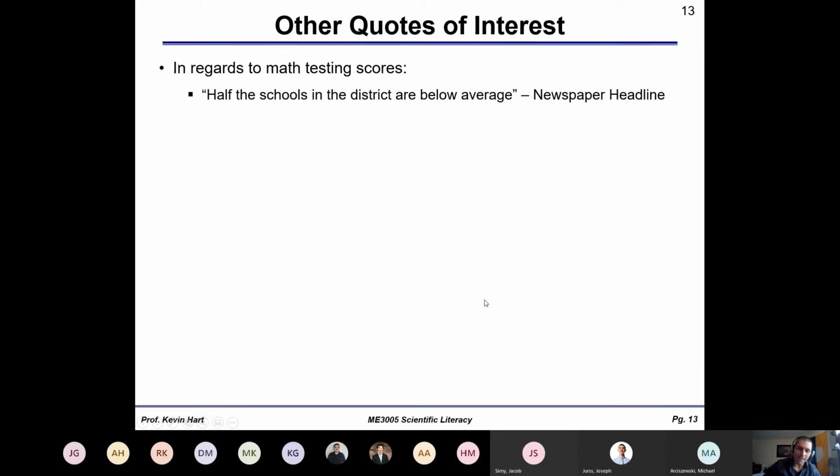Okay. Some other quotes of interest that I particularly like: math testing scores. Half the schools in the district are below average.